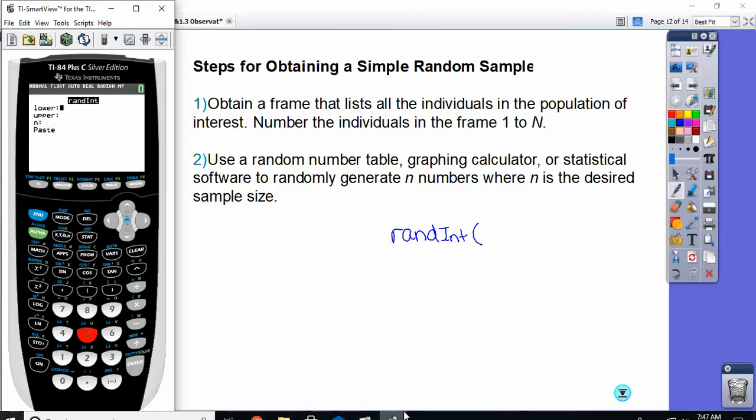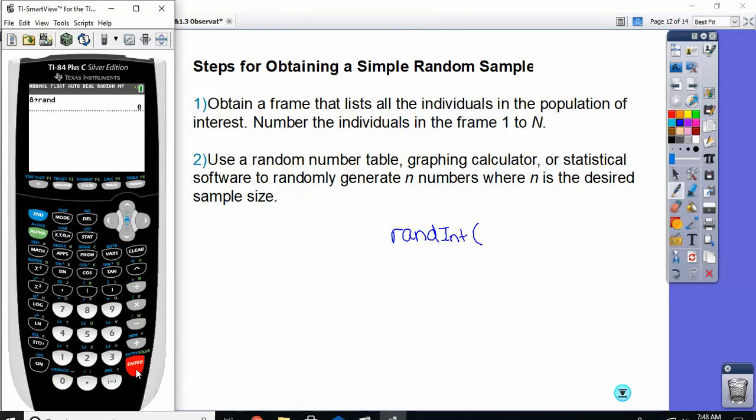My calculator, if it looks like mine, we have to hit a lower and an upper. We're basically telling it what numbers to look between. So if I wanted to look between, let's say, 1 and 20, my lower is 1, my upper is 20. N is how many things we're trying to select, so I only want 1 here.